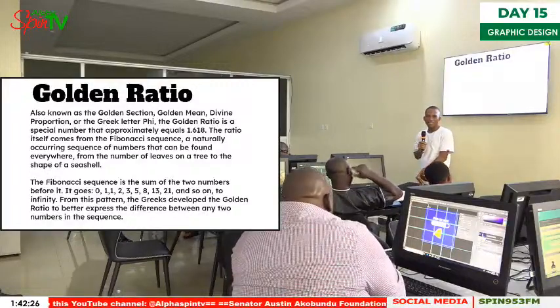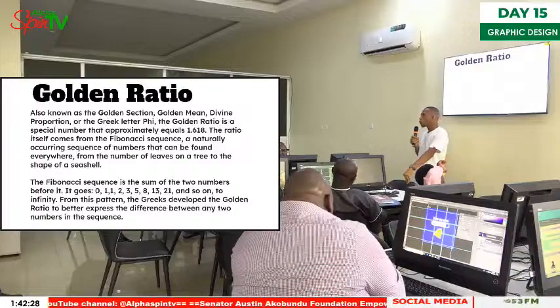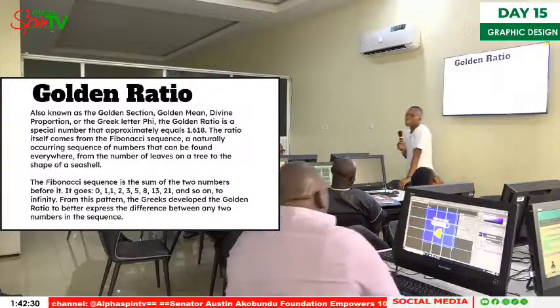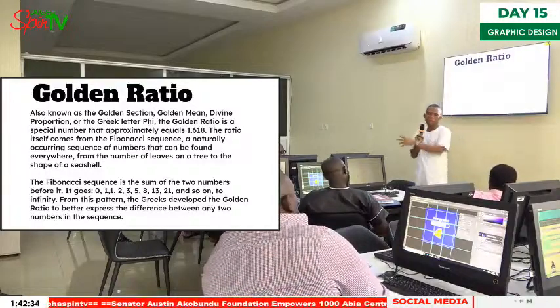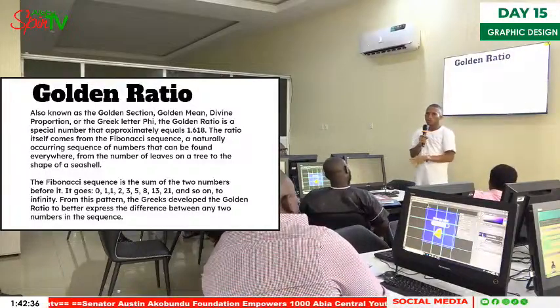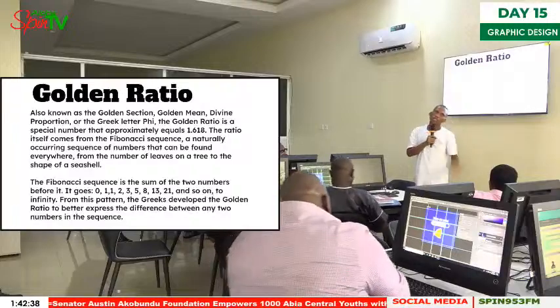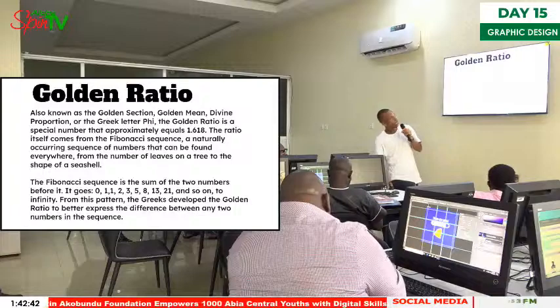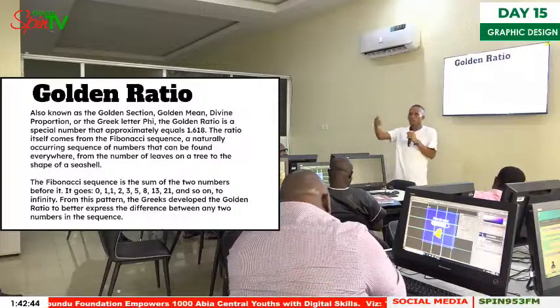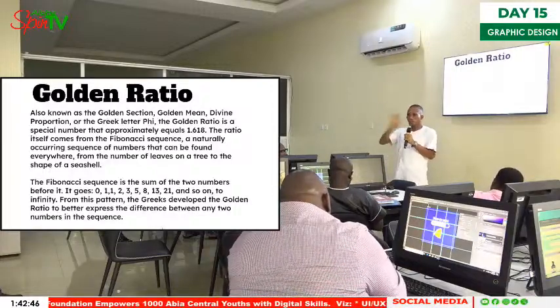Understand? They divide it by 1.618. So that's why I say that you don't just go and say, okay, let me use 50 here, let me just use 30 here, so that we can be consistent, to be united, it has unity. You divide the text you are using by 1.618. It's the ratio.